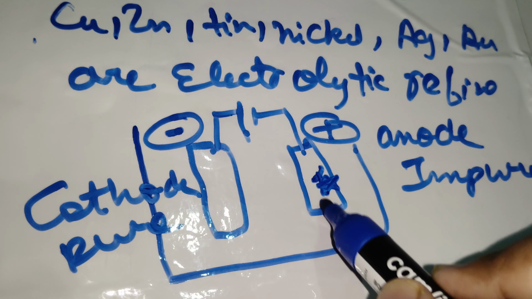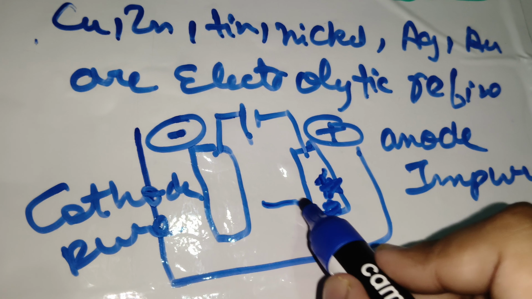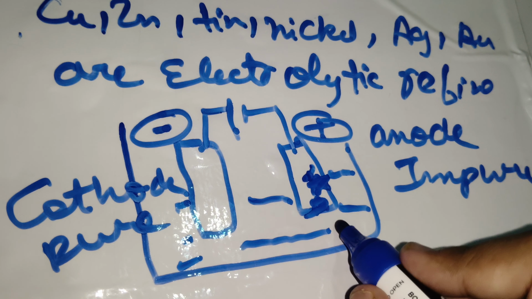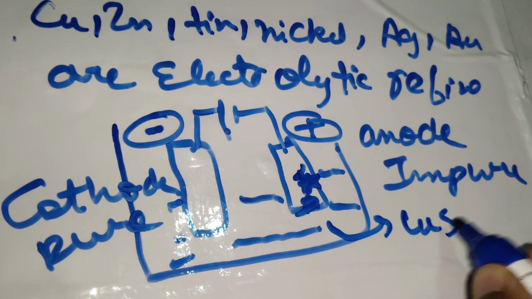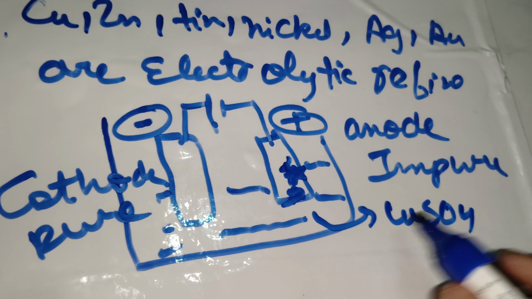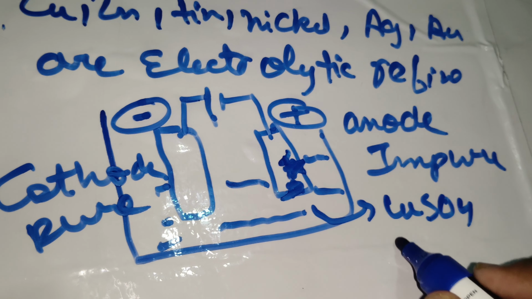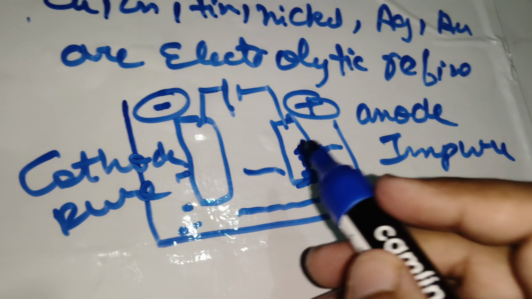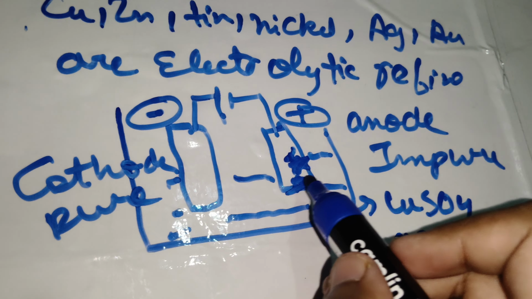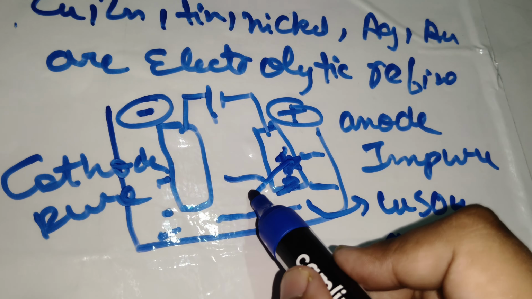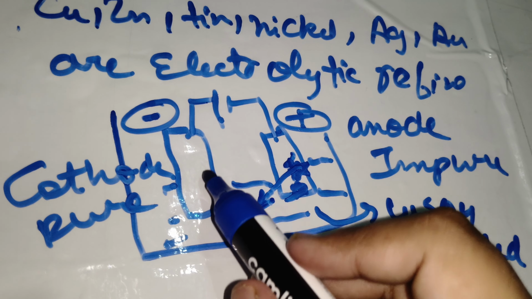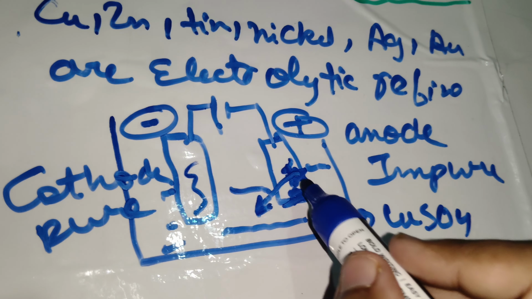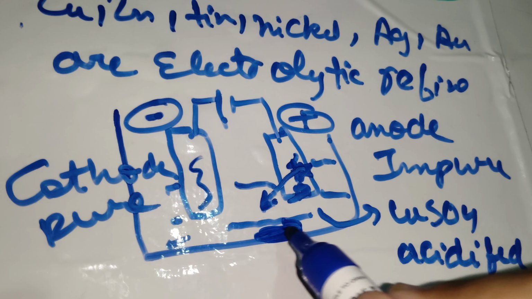So what happens when we pass the electricity is that from the impure sample the pure metal moves, and here we take a solution of that compound, for example an electrolytic solution of acidified copper sulfate. If we take a copper sample, the impure copper dissolves at the anode, and pure copper gets deposited at the cathode, and with the passing of electricity, at the same time the impurities dissolve at the anode.